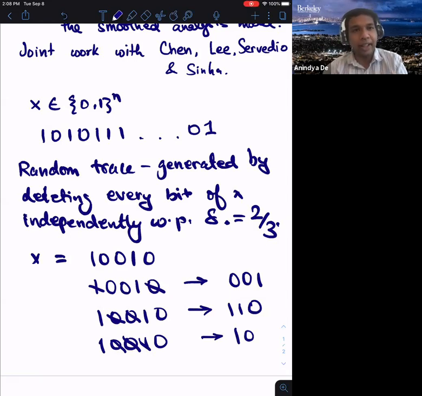They may be of different lengths, but you know the generation process. It was obtained by deleting every bit independently with this fixed probability 2/3. You're told what this delta is, so it is known to the algorithm, but it's not very hard to figure it out anyway.